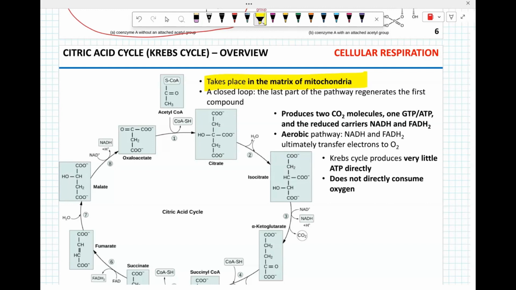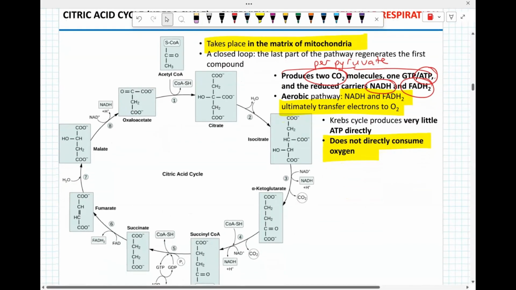The condition for the cycle to occur is the presence of oxygen. However, Krebs cycle does not directly consume oxygen. It generates high-energy electrons, which are carried by NADH and FADH2 and ultimately get transferred to the oxygen. So Krebs cycle overall produces per one molecule of pyruvate 2 molecules of carbon dioxide, 1 molecule of ATP or GTP, 3 molecules of NADH electron carrier, and 1 molecule of FADH2 electron carrier.